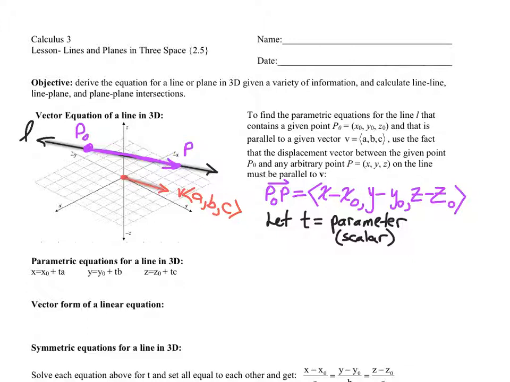What ends up happening here is that if I take vector V and multiply it by T, I'm going to get the displacement vector P sub O P. Now I could actually carry out the process, because V is ABC, so I could say TA, TB, TC is going to be equal to all this jazz up here, P sub O P.